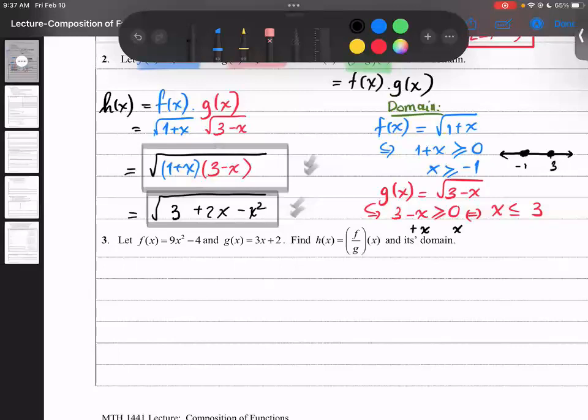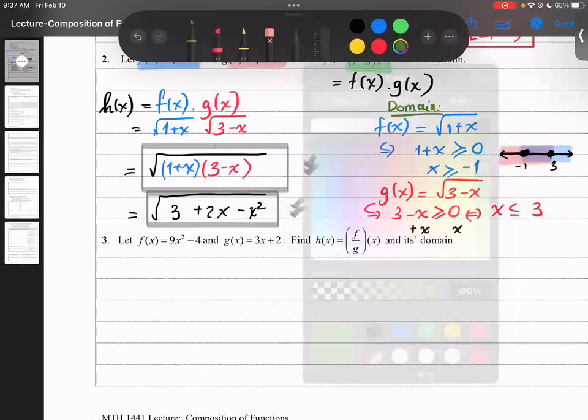x is greater than or equal to -1, meaning from -1, drag it to the right. So I'm taking everything from -1 to the right of it. And x is less than or equal to 3, so from 3, going the other way. What is my intersection? Yes. See, if you're in doubt, draw it out. So the domain is, bracket -1, comma 3, bracket, because you include -1 and 3.